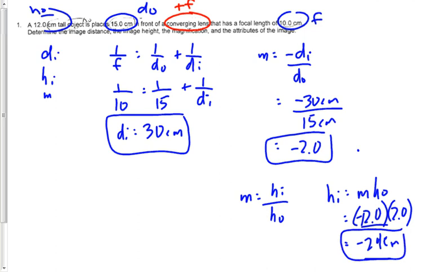What about real or virtual now? It's real, and how do you know that? Di is positive, right? Good.